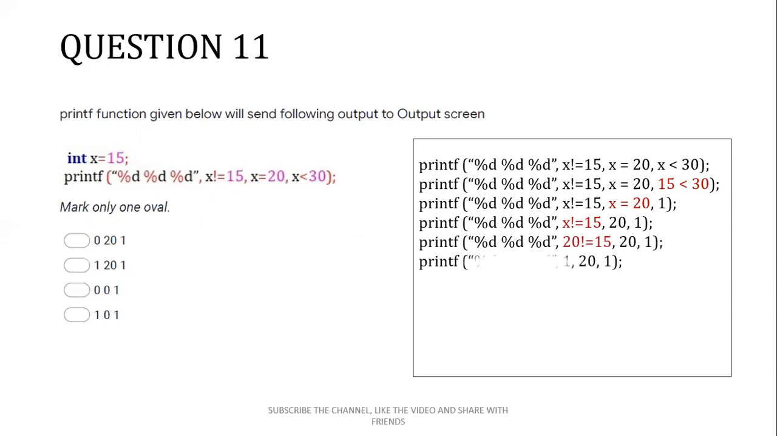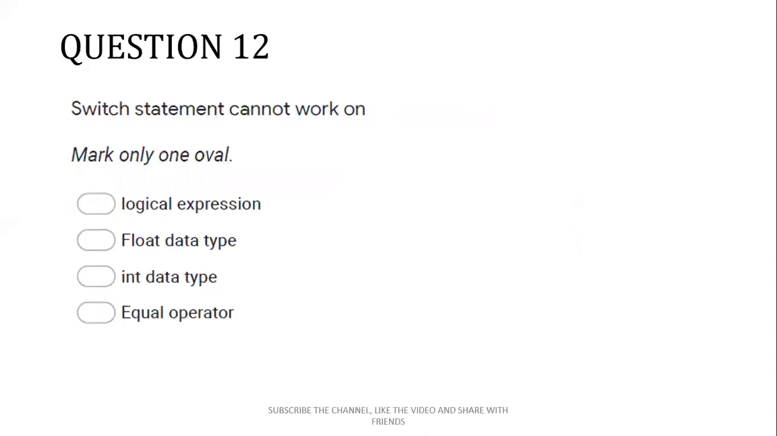After that, these 20 and 1 will be placed in their respective percent d format specifiers. So you will get the resultant string as 20 and 1. This will be the resultant string that will be displayed on the output screen. So that is your answer, and according to that, the second one is the correct answer.